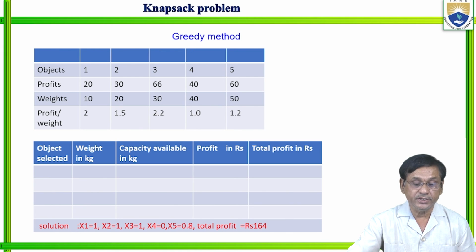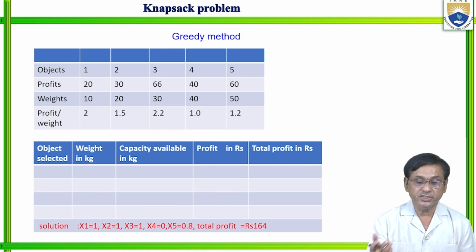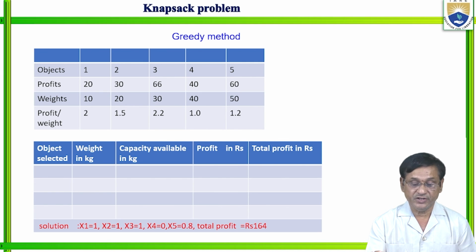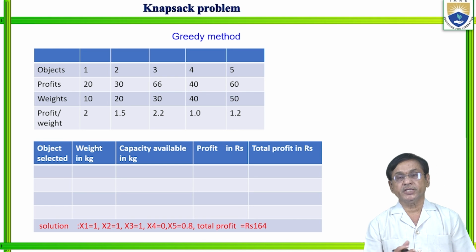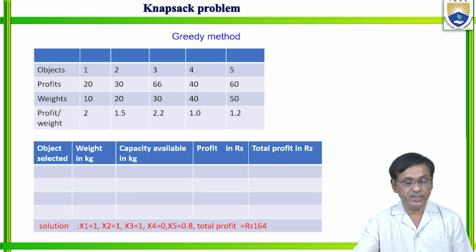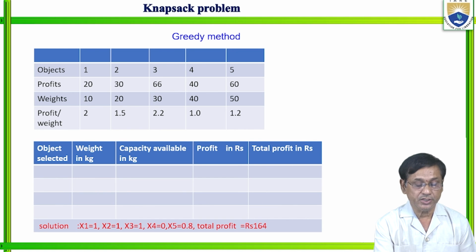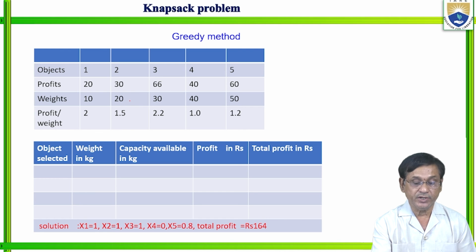Now we can consider the greedy method. This is the best method because the profit will be maximum. But in this case, we are considering the profit to weight ratios. For the first job, profit is 20, weight is 10. The ratio 20 by 10 is equal to 2. And for the second job, profit is 30 and weight is 20. 30 by 20 is 1.5.